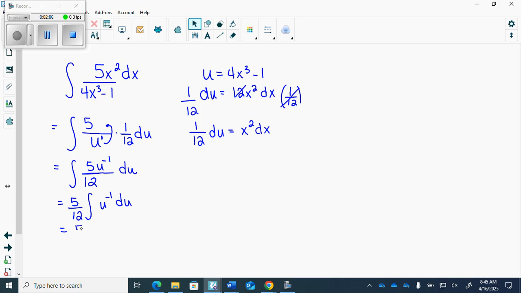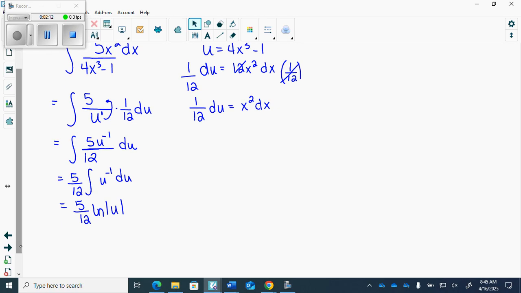So we get 5 over 12 ln absolute value of u. We have to do absolute value because when we plug in, it has to always come out as positive beside log. You can't have a negative. Plus c. Voila. Okay, so these are still, let's put the u back.